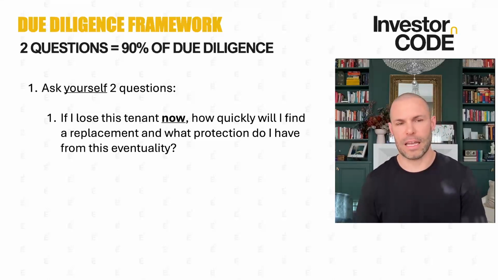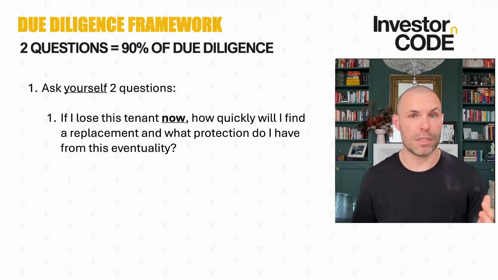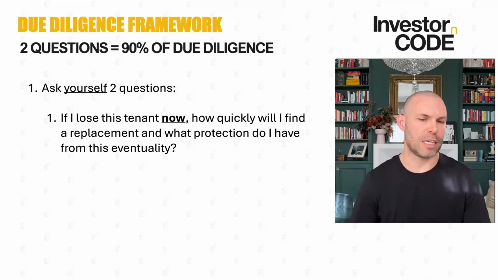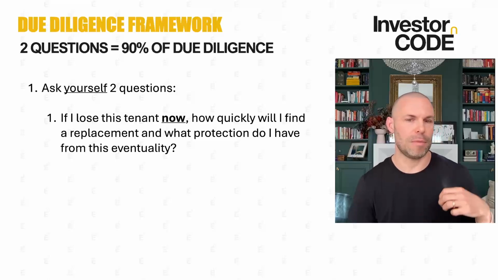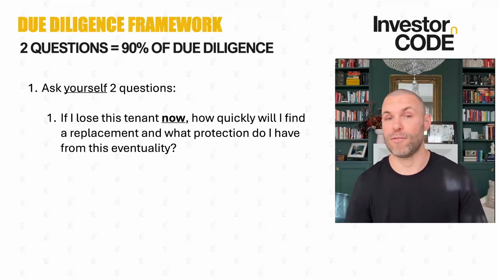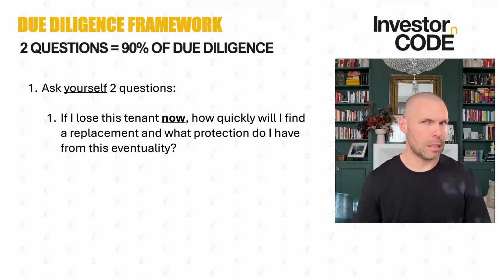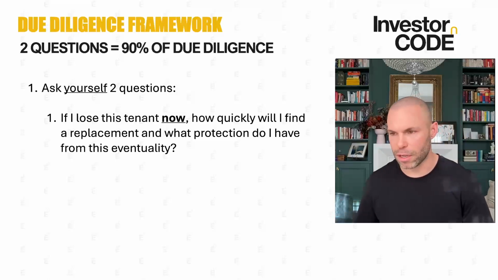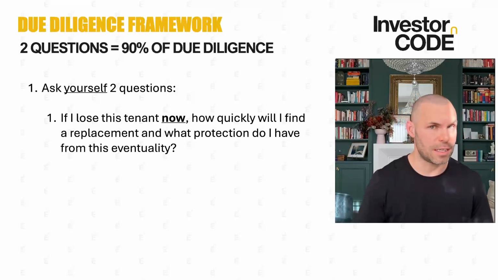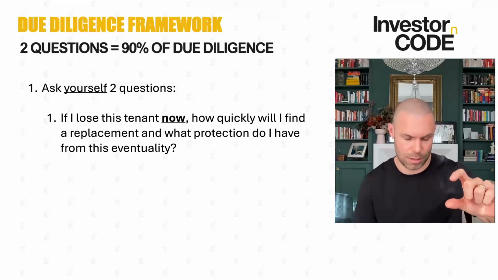So what we're saying there is, let's say you've got a tenant in place, they've got 5 years left on the lease, but something happens and they leave tomorrow. How quickly will I find a replacement, and what protection do I have from this eventuality? So things like, is it going to take me 3 months, 6 months, 12 months, 24 months, 36 months to find a tenant, right? It's a really interesting thing to note. If I find that tenant, are they going to pay above market or below market rent? Am I going to get a better tenant or a worse tenant? All these things, it's really great to ask yourself when they're all included in that one question.